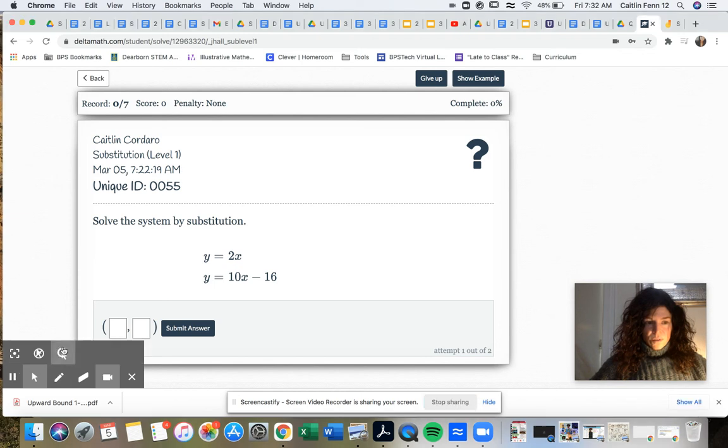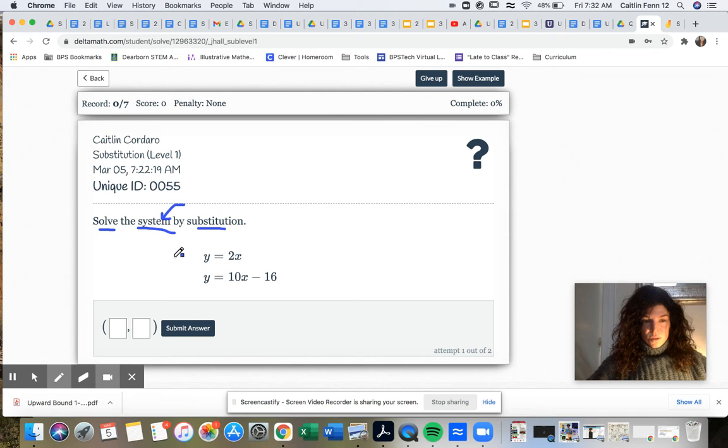Okay, so today we're going to read this to start. We always read the instructions. Solve the system by substitution. So it's a system, so there's two equations. And it says solve. That means we're going to find the combination of x and y that make both equations true. This x-y combination will have to make this equation true and that equation true.